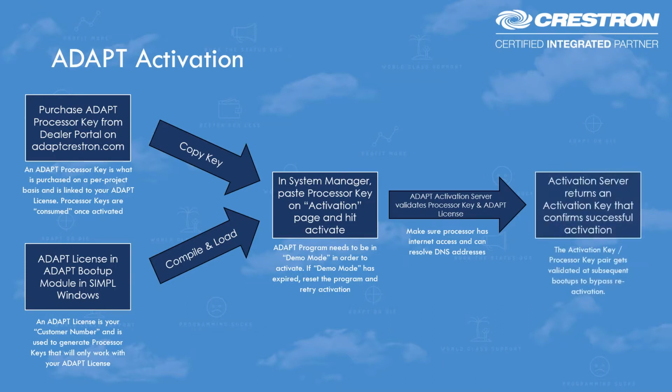And if activation is successful, the activation server will return what we call an activation key that confirms successful activation. This activation key gets paired up with your processor key, and it's this pair that gets validated at subsequent boot ups, and it bypasses this processor having to go through this process all again. So after you've activated once, you should be good to go, and now you've got this activation key and processor key pair that go together, and the processor says, oh, okay, this processor key was previously activated, so I don't need to reach out to the server again.